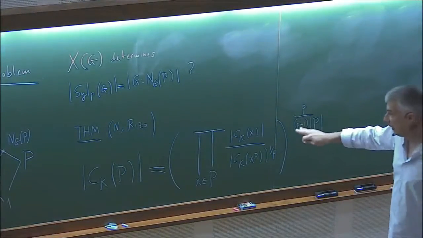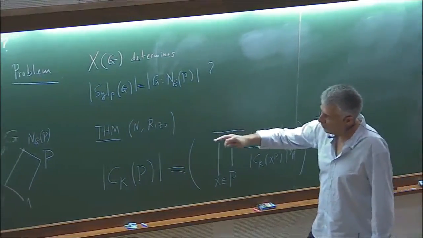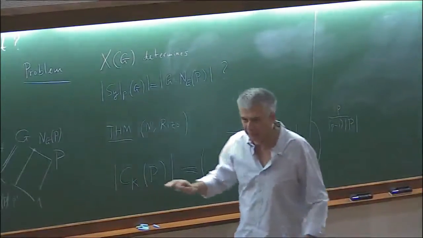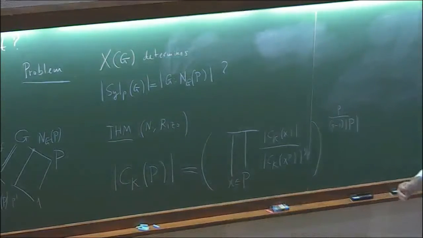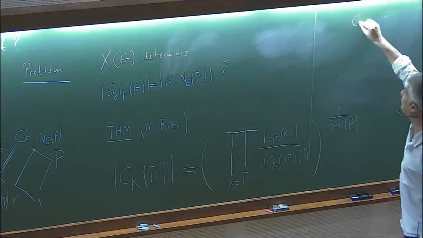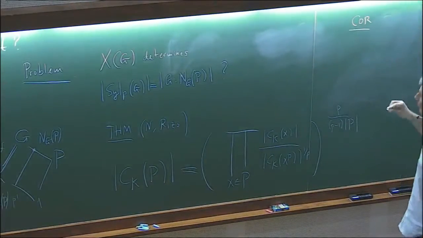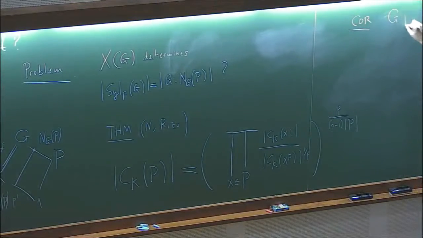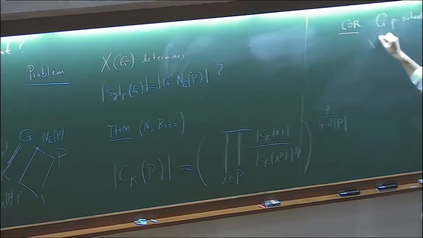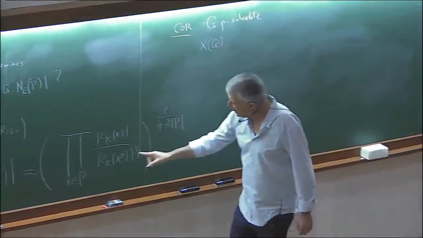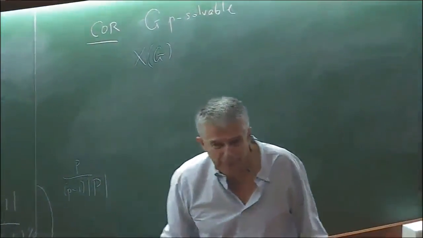Once you have this, it's not trivial to go from P solvable to this case, but there are some fusion theorems that you can apply. And so the corollary is: if G is P solvable, and you know X(G), and we need the P power map. The P power map is the P powers.